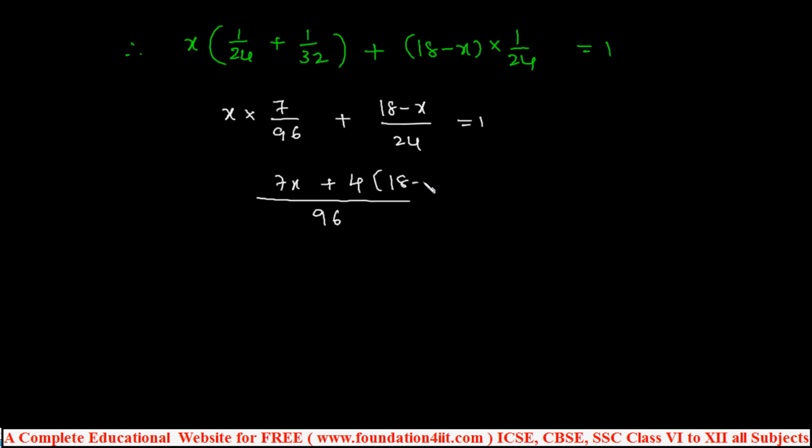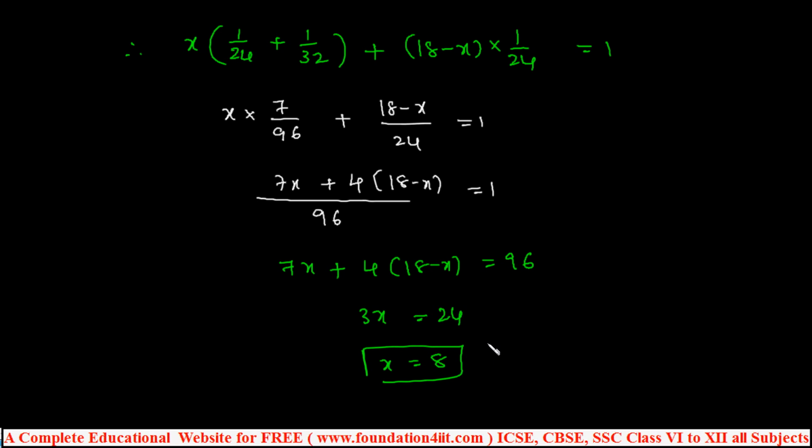So 4 into (18 minus x) is equal to 1. Normal calculation: 7x plus 4 into (18 minus x) is equal to 96. Simplify this. Finally, 7x minus 4x, so 3x, and 96 minus 72 is 24. Then x is equal to 8. So the x value we got is 8.